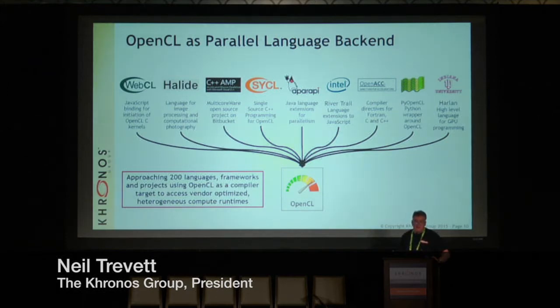everything from C++ AMP and Halide, which is an image processing language I'm sure many of you are familiar with, and Khronos' own initiatives. We have WebCL, which is a JavaScript binding to OpenCL for the web community, and SYCL, which is a single source C++ framework that we'll be discussing in a bit more detail later in this presentation.